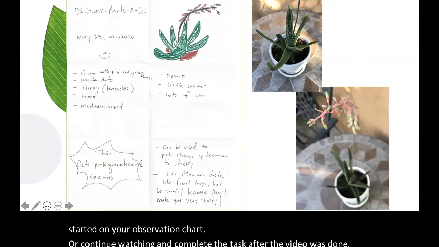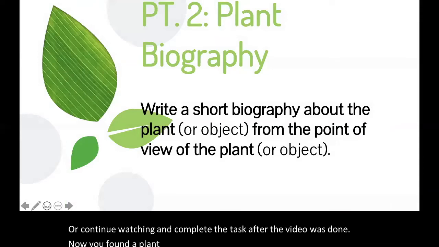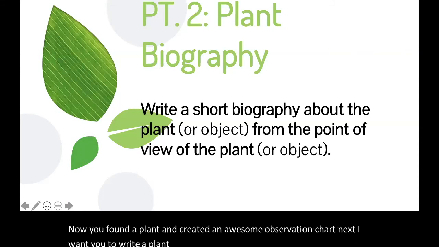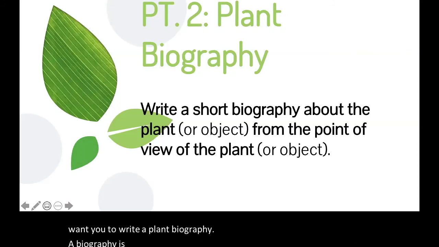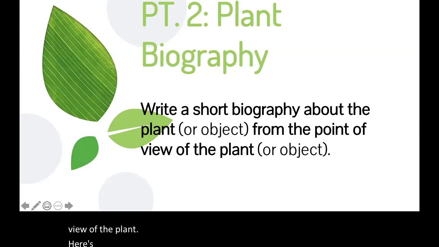Okay, now you've found a plant and created an awesome observation chart. Next, I want you to write a plant biography. A biography is a short description about the plant written from the point of view of the plant. Here's an example that I wrote.